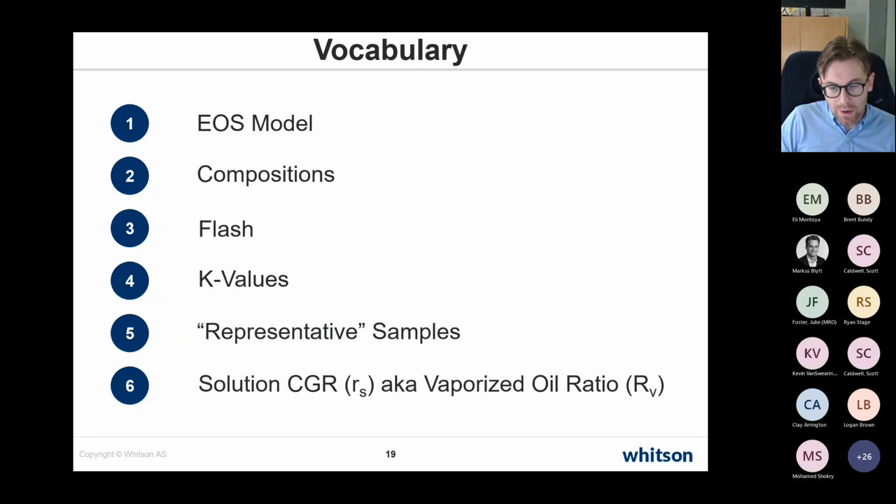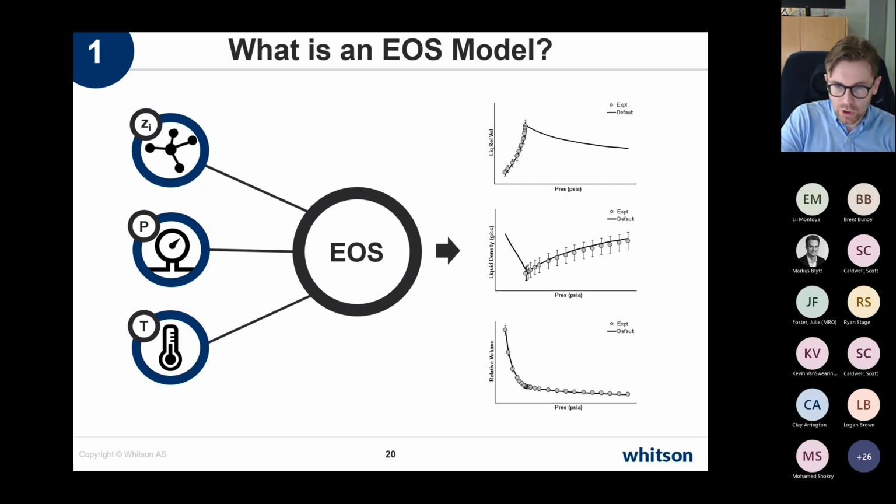So the equation of state model, for now, we'll just think about that as a model like any other model that has 3 input parameters. What is actually inside of the model we'll deal with later. The inputs to this model are temperature, pressure, and composition. Temperature and pressure are things we're very familiar with from the kitchen. We know that water boils at 100 degrees C. We might have a pressure cooker in the kitchen.